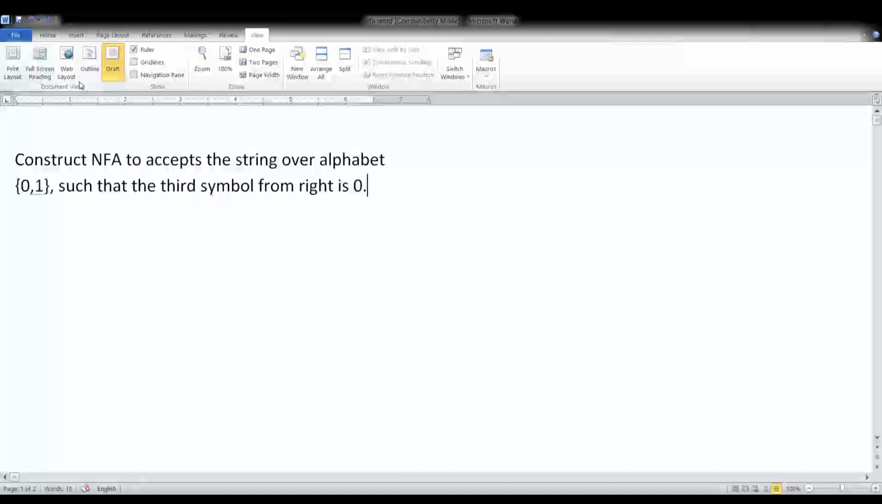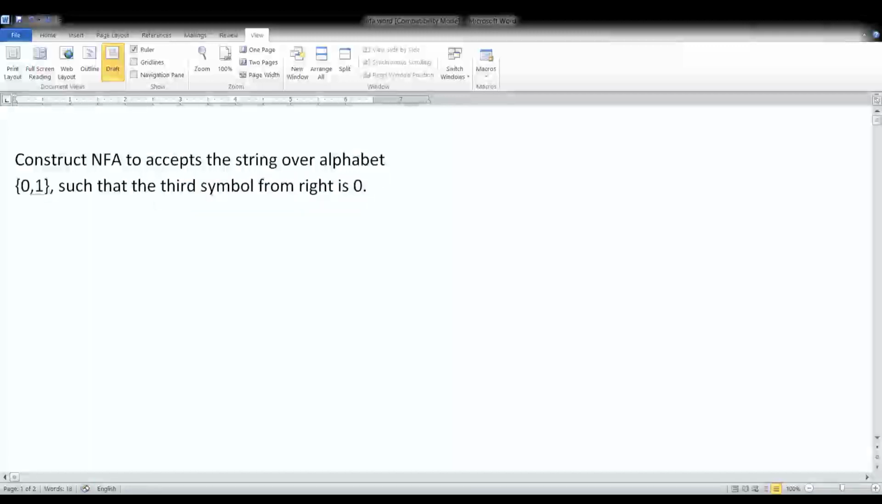So here we will design an NFA. The problem statement is: construct an NFA to accept the strings over the alphabet 0, 1 such that the third symbol from right is 0. So here all the strings are made up of 0 and 1, which is the given alphabet, and the pattern given is that the third symbol from right is 0.